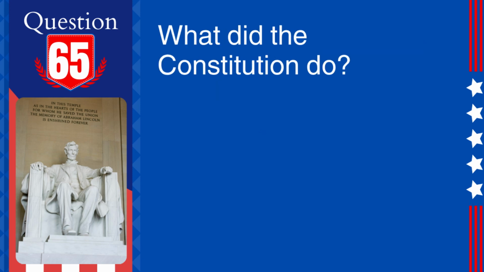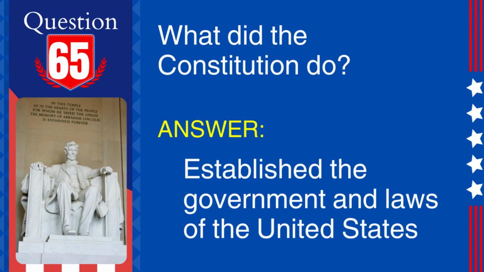65. Question. What did the Constitution do? Answer. Established the government and laws of the United States. Explanation. The Constitution created the framework for the federal government and outlined fundamental laws and rights.